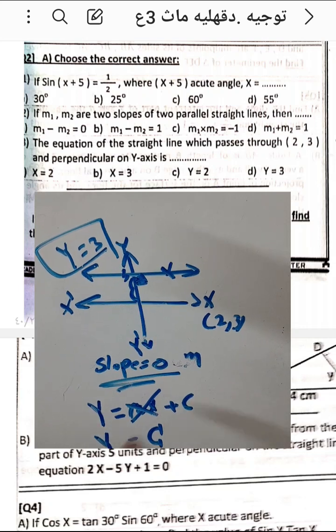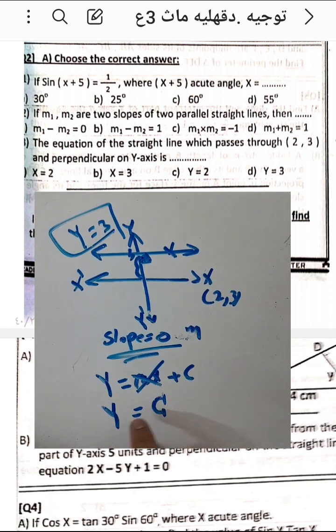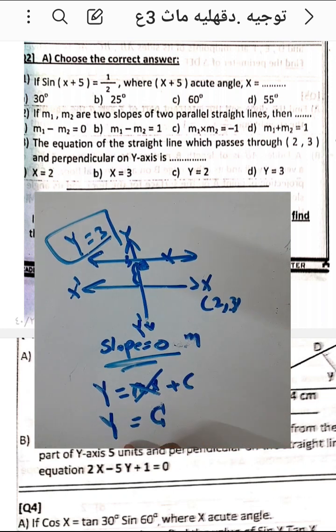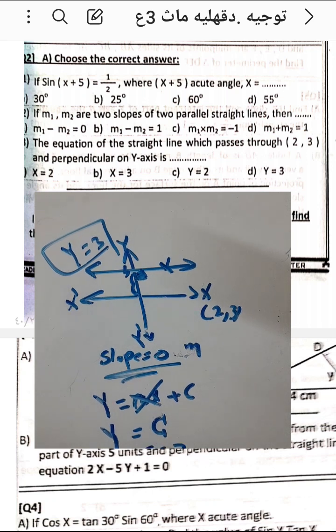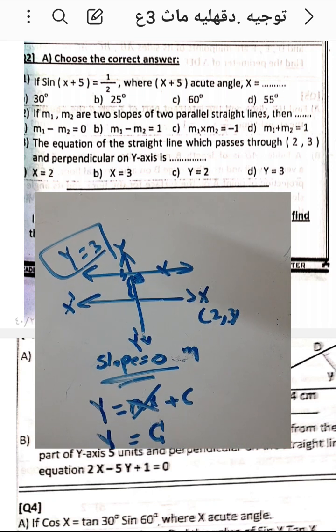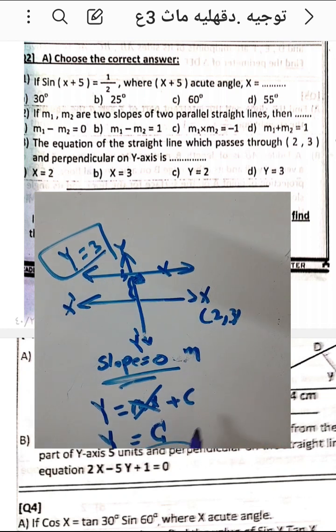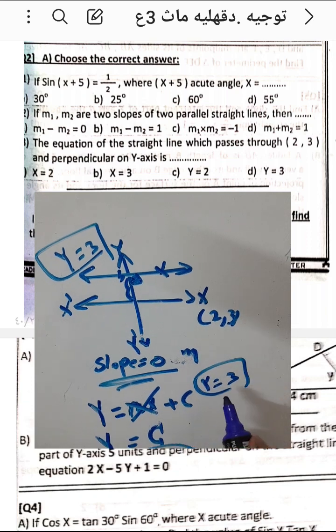With slope equal to 0, in the relation between y and x, y equals mx plus constant, we cancel that term, then y equals the constant. Putting y equal to 3, the constant will be 3 because we have no x here. Write 3 in this equation, cancel x, then y will be equal to 3. Choose letter D.